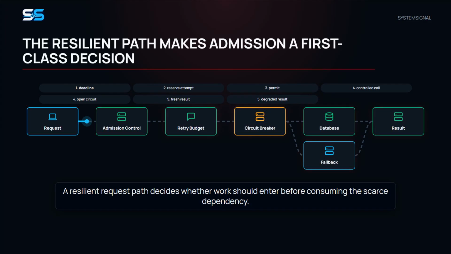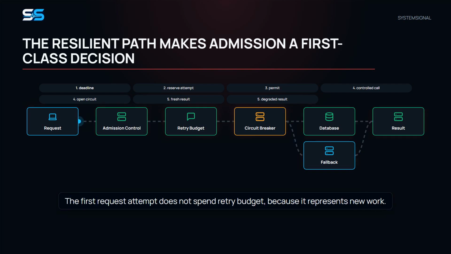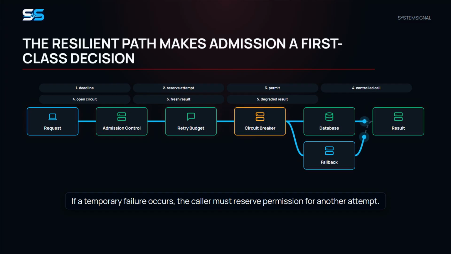A resilient request path decides whether work should enter before consuming the scarce dependency. Admission control checks the remaining deadline and current capacity. The first request attempt does not spend retry budget because it represents new work. If a temporary failure occurs, the caller must reserve permission for another attempt.